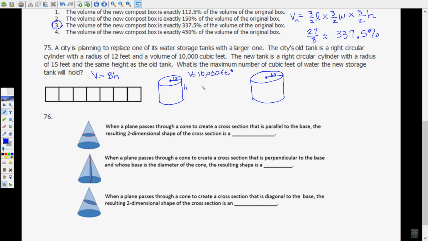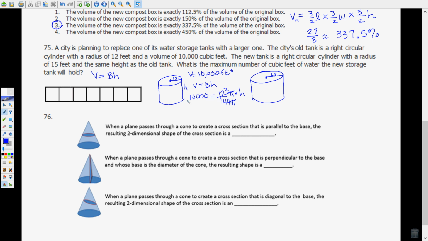So you take your volume equals area of the base times the height formula, and you plug in what you know. You know 10,000 for the volume equals area of the base, which is pi r squared. So 12 squared pi times the height is what you're looking for. That's your only variable. Now what I suggest here for you to do, this will be 144 pi, is to leave everything in your calculator as you go.